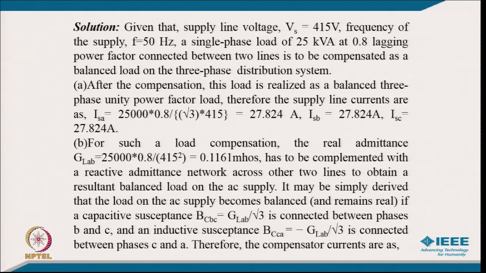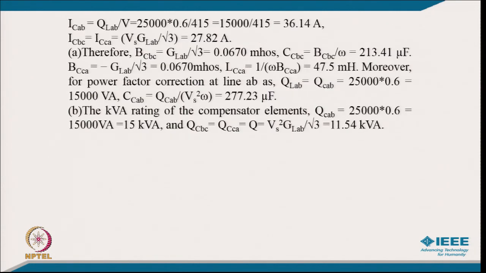It may be simply derived that the load on the AC supply becomes balanced and remains real if a capacitive susceptance BBC equal to GLAB by root 3 is connected between the lines B and C, and an inductive susceptance BCA equal to GLAB divided by root 3 is connected between the phases C and A. Therefore, the compensator currents are ICAB equal to QLAB divided by V, that is 25,000 into 0.6, the reactive power, divided by 415. So, it is 15,000 by 415, equal to 36.14 ampere.